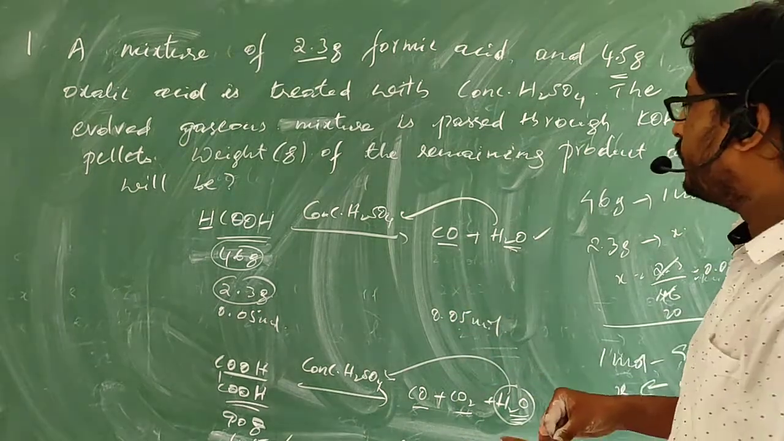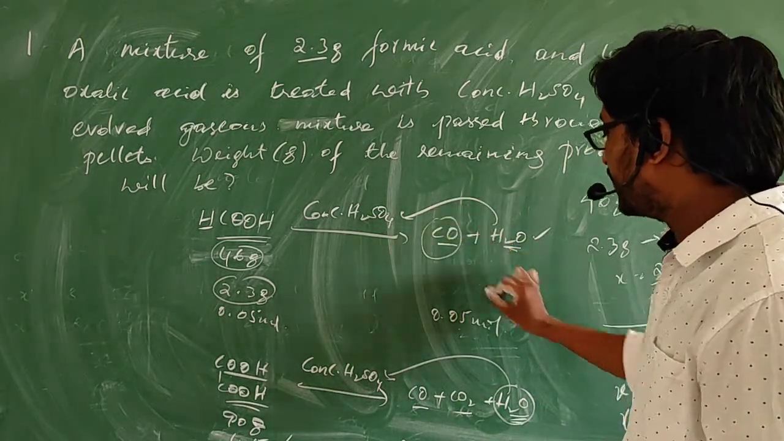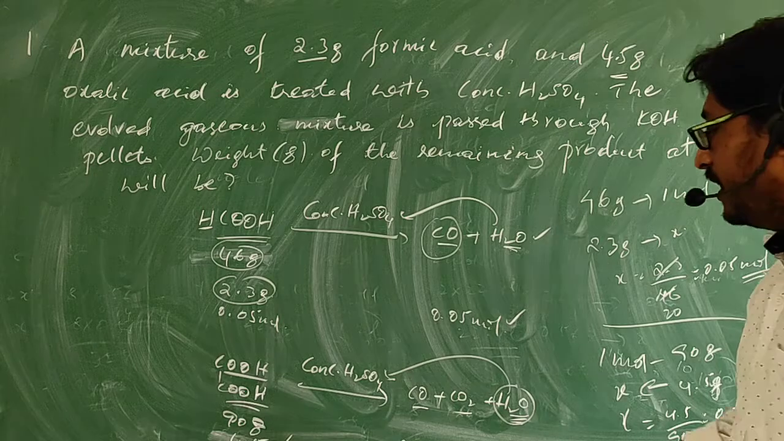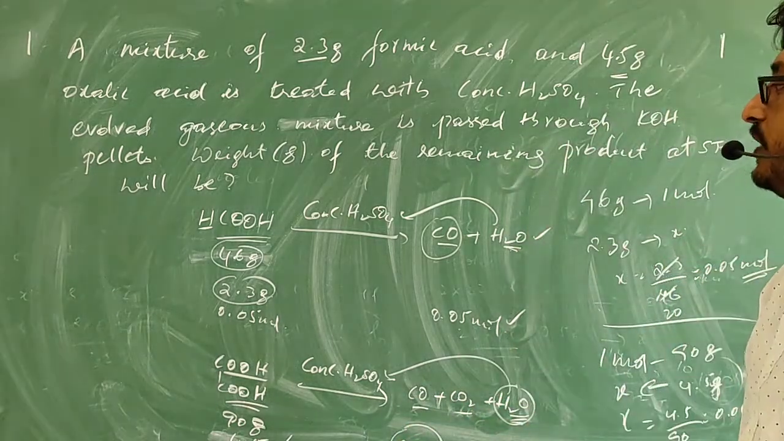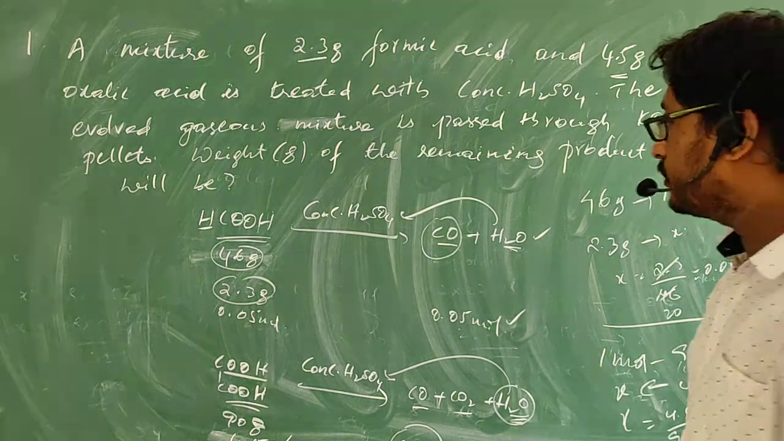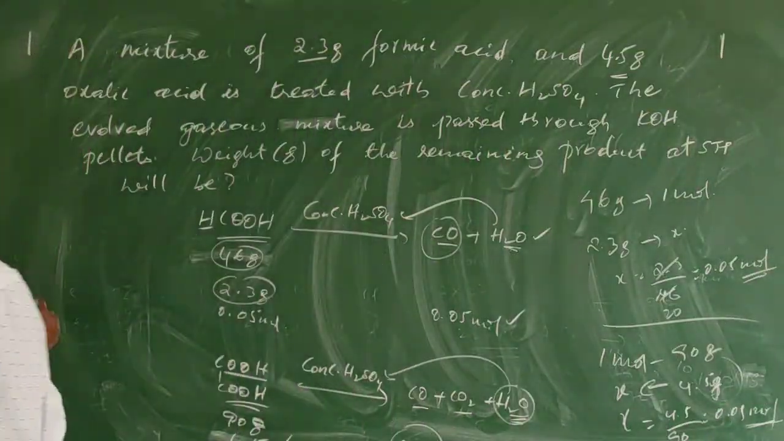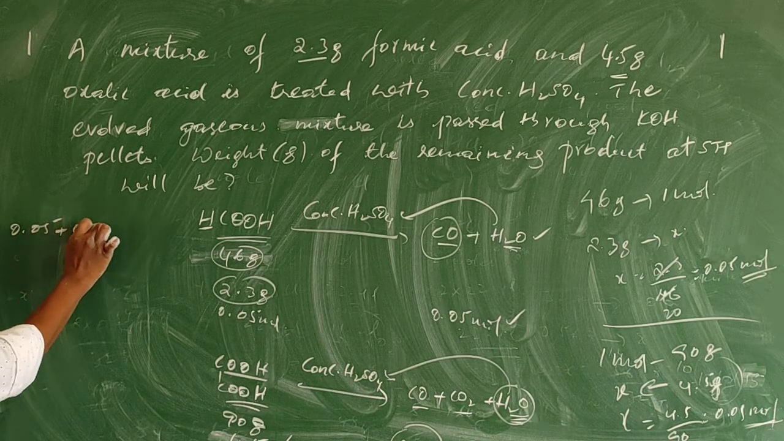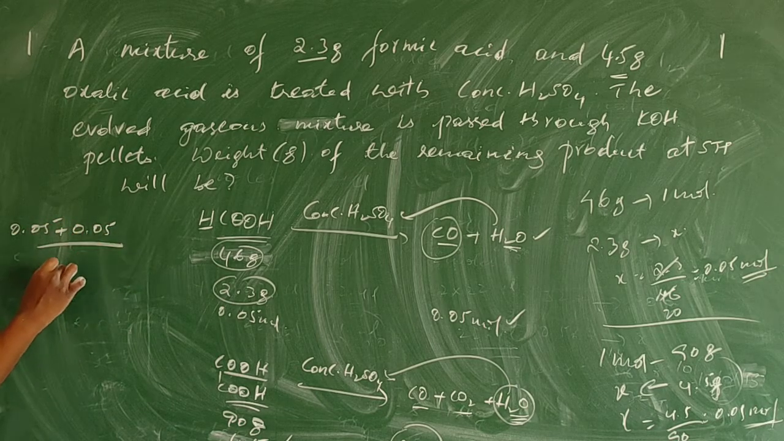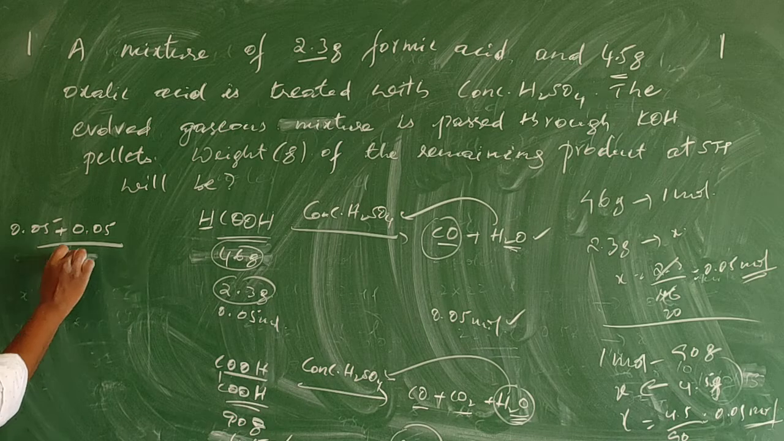So what is the amount of carbon monoxide produced in the first reaction? 0.05 mole. What is the amount of carbon monoxide produced in the second reaction? 0.05 mole. So what will be the total amount? It will be 0.1 mole now: 0.05 from the first reaction plus 0.05 from the second reaction. So total will be 0.1 mole.